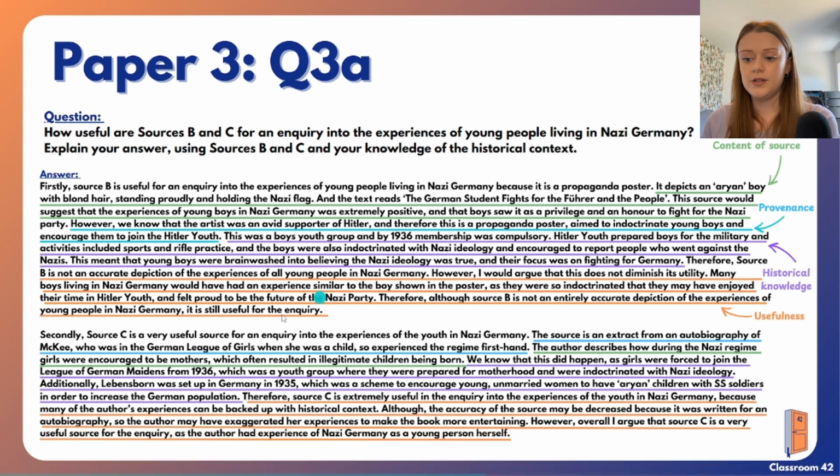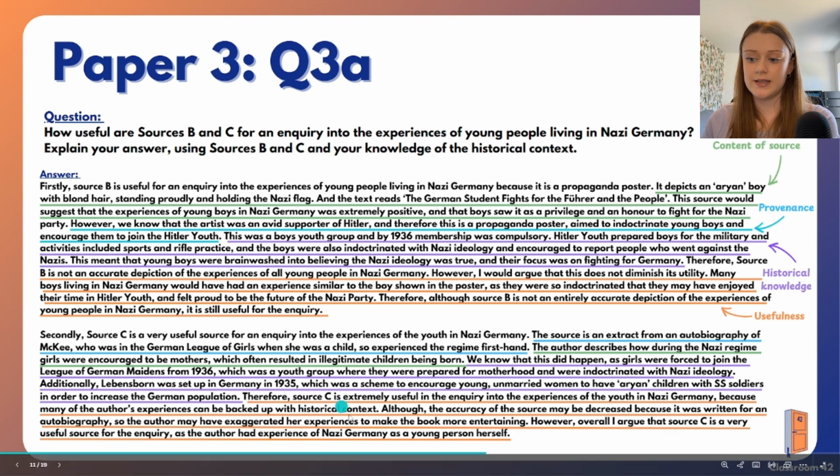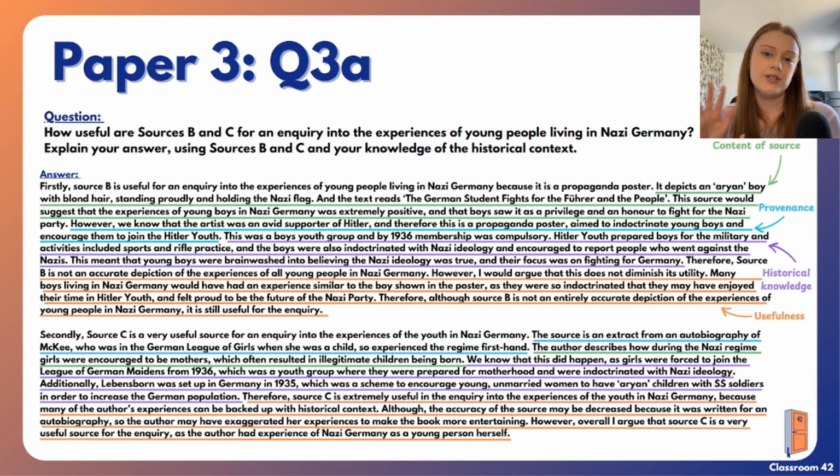And then we're going to talk about the usefulness. So we're saying, therefore, source C is extremely useful for the inquiry because many of the author's experiences can be backed up with historical context. Although the accuracy of the source may be decreased because it was written for an autobiography, so the author may have exaggerated her experiences to make the book more entertaining. However, overall I argue that source C is very useful for the inquiry as the author had experience of Nazi Germany as a young person herself. So again, we've said, although the provenance of the source may reduce the accuracy of the source, it doesn't mean that it's not useful. And that is our question 3A.